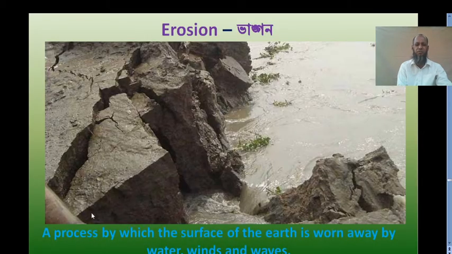Erosion, bhangon. A process by which the surface of the earth is worn away by water, winds, or waves.